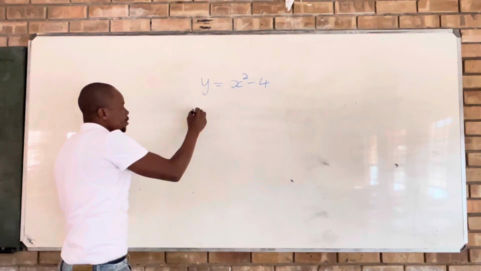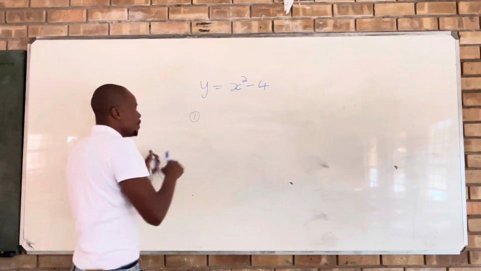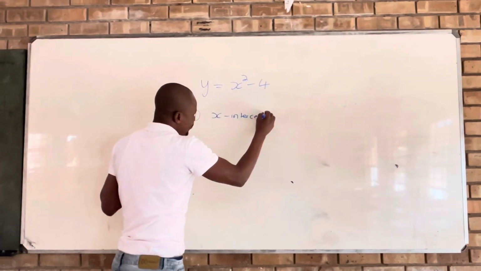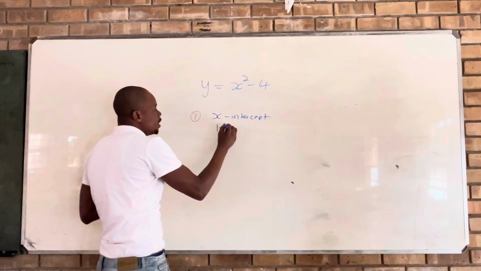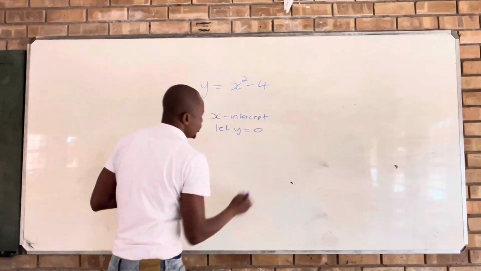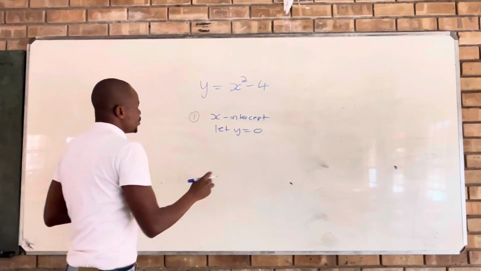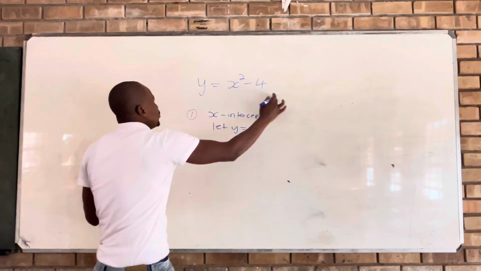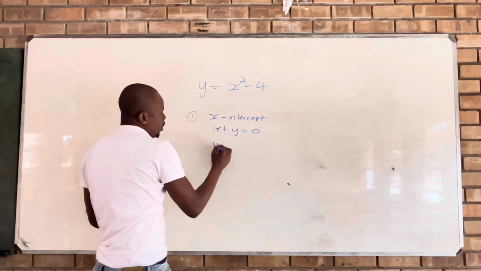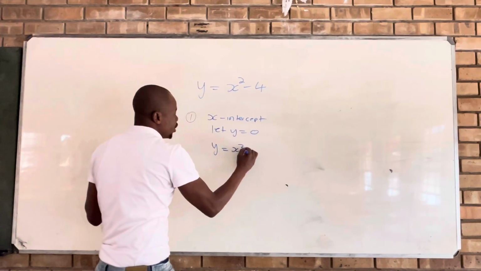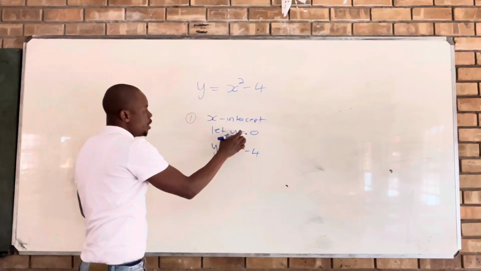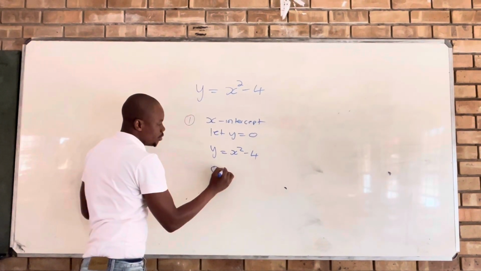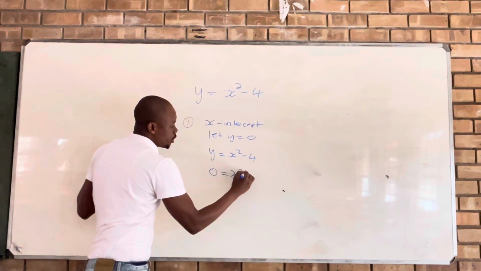Step number 1, you determine the x-intercept of the graph, where you need to let y equal 0. So you go back to your given equation, y equals x squared minus 4. Now y will be replaced by 0, so this will be 0 equals x squared minus 4.